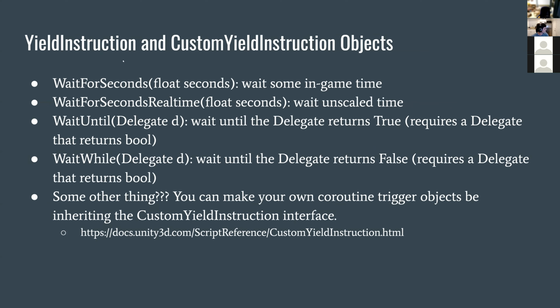These are a list of all the other yield instructions that we have built into Unity. We have WaitForSeconds, which is going to wait for some in-game time. WaitForSecondsRealtime, which is unscaled time. WaitUntil, which will wait until the delegate returns true. This is going to require a delegate that returns a bool. WaitWhile is similar to WaitUntil, except the delegate has to return false.